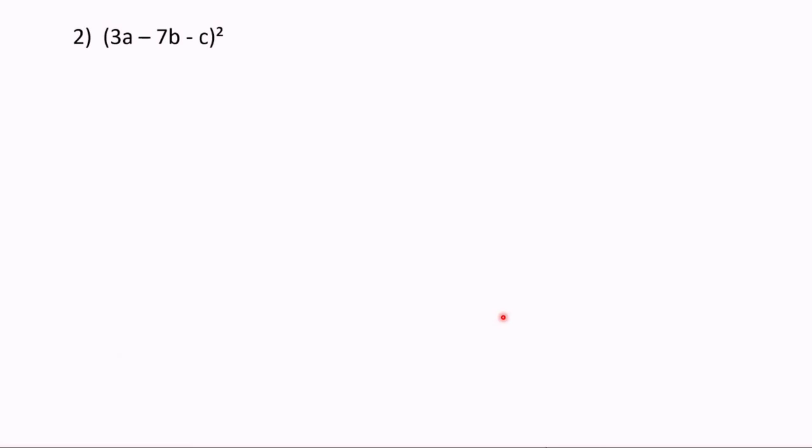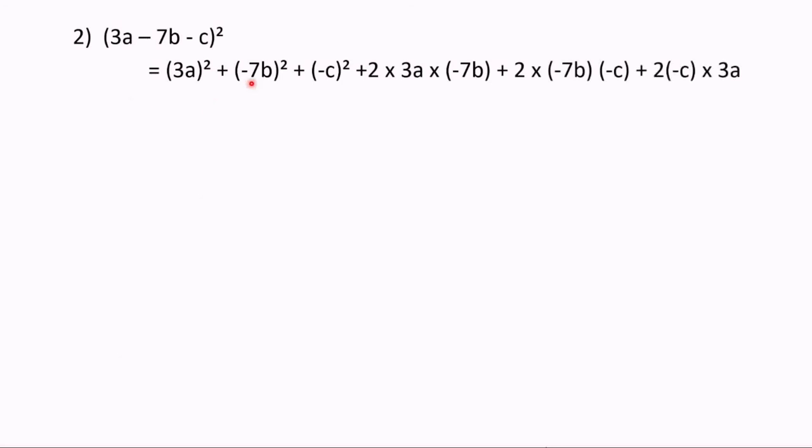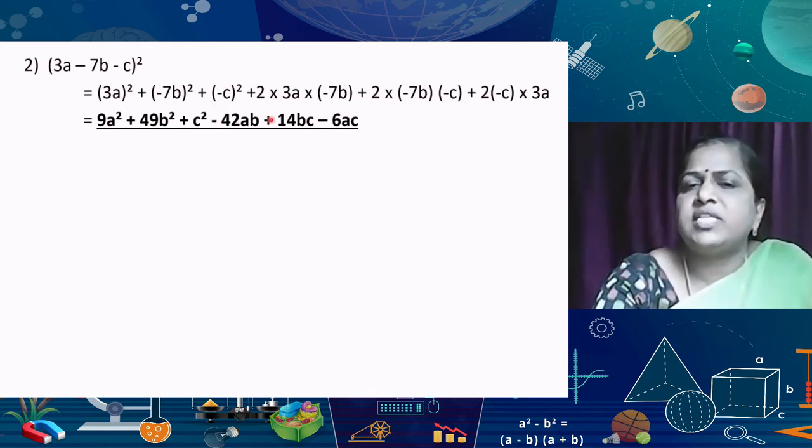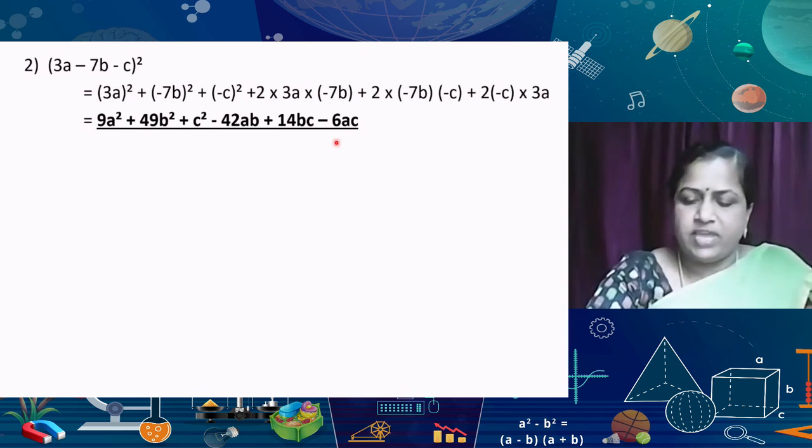In the second question, 3a minus 7b minus c the whole square. Here a is positive and b and c are negative. So with the same identity we get 3a the whole square plus minus 7b the whole square plus minus c the whole square, plus 2 into 3a into minus 7b, plus 2 into minus 7b into minus c, plus 2 into minus c into 3a. So here we got the answer as 9a square plus 49b square plus c square, minus 42ab plus 14bc minus 6ac. In this way, we can find the answer.